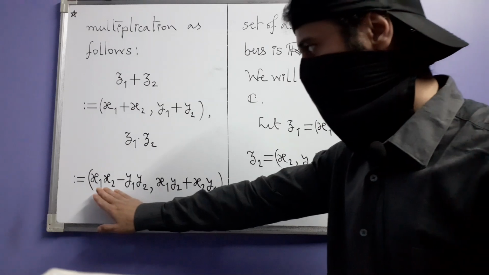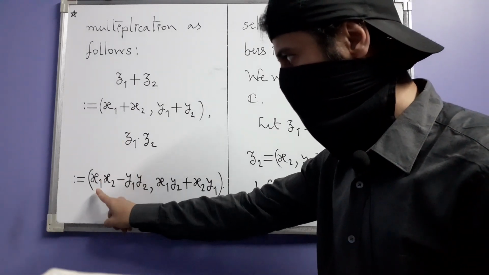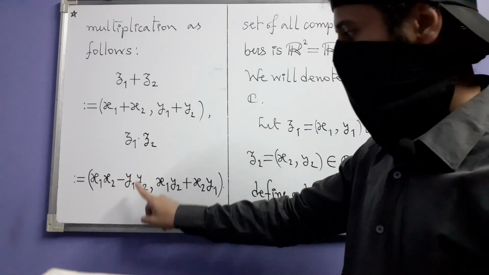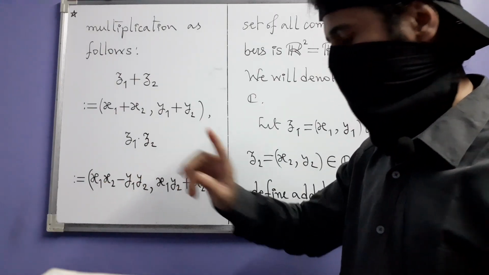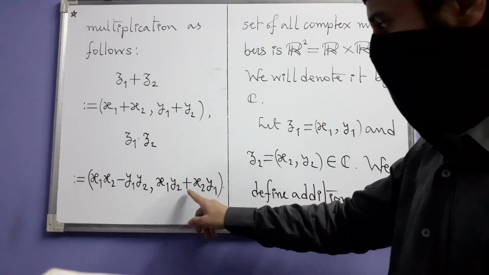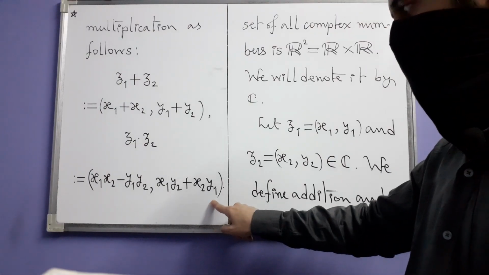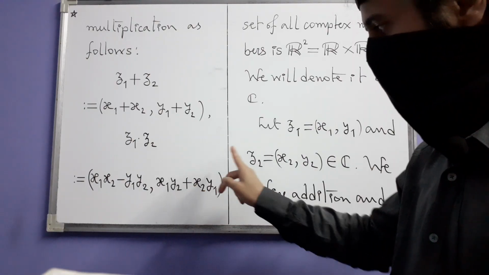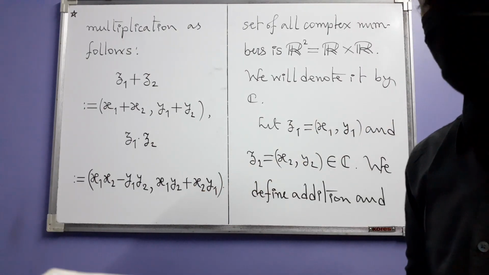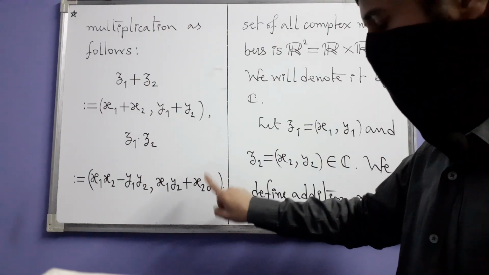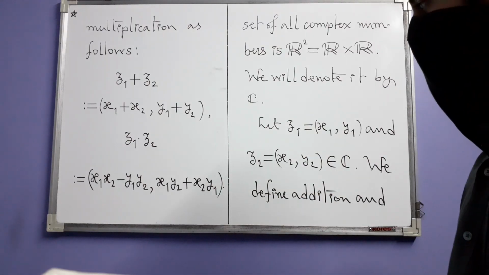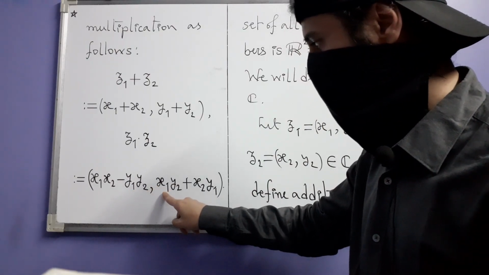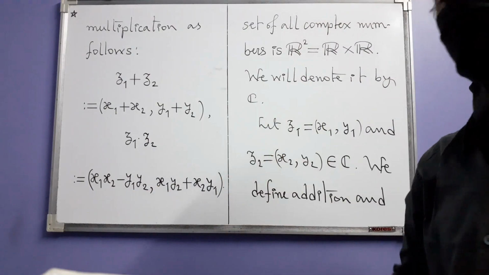Here, the first coordinate is real part of z1 times real part of z2 minus imaginary part of z1 times imaginary part of z2. The second coordinate is, however, this real part times imaginary part plus real part of that other complex number times imaginary part of that other. Okay, so x1, x2 minus y1, y2, and this one is x1, y2 plus x2, y1.